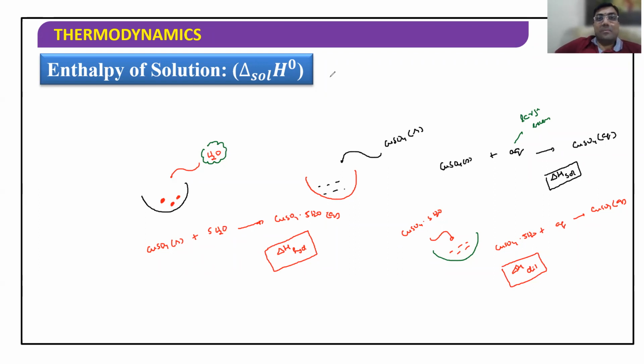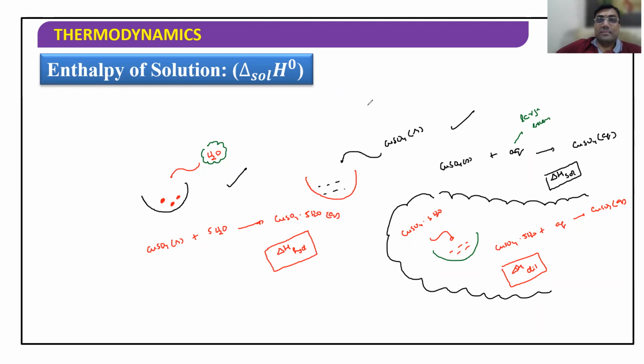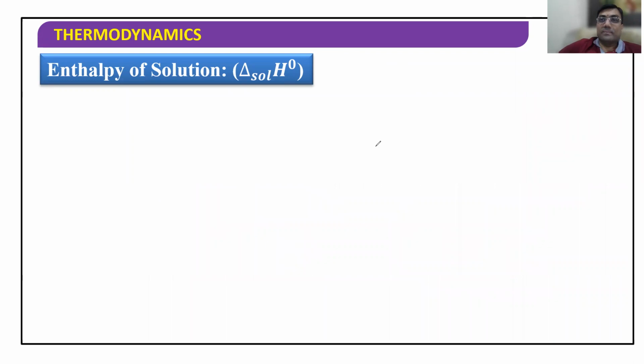Have you understood these three formulas first of all? This is enthalpy of dilution. This is enthalpy of hydration. This is enthalpy of solution, and this is direct. Clear or not, all of you? Now, enthalpy of solution is equal to enthalpy of hydration plus enthalpy of dilution.